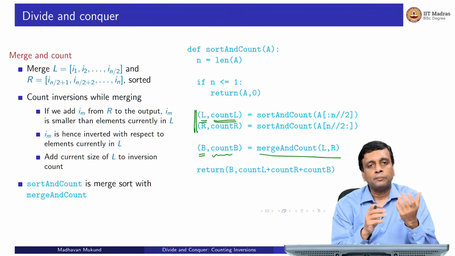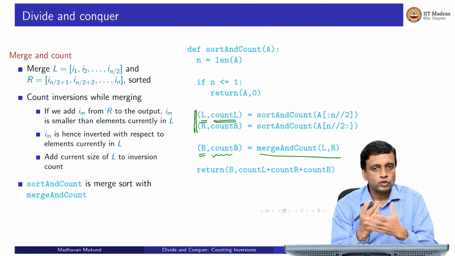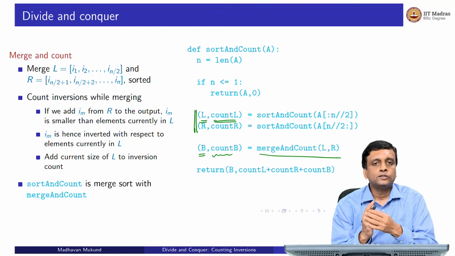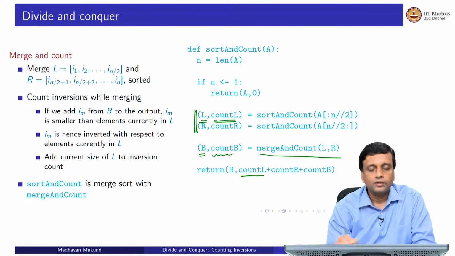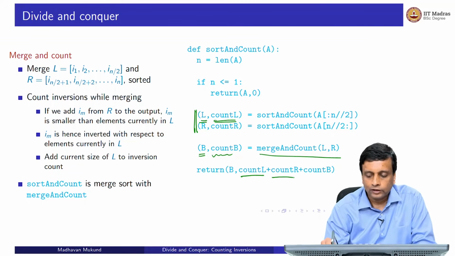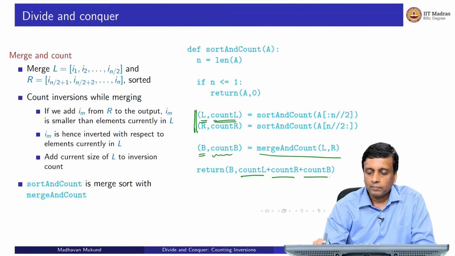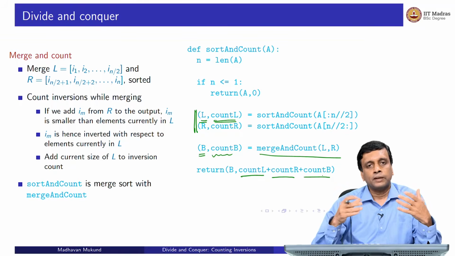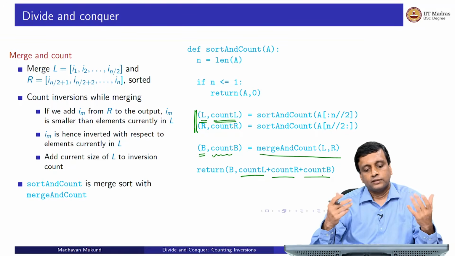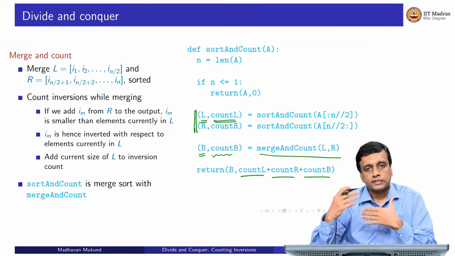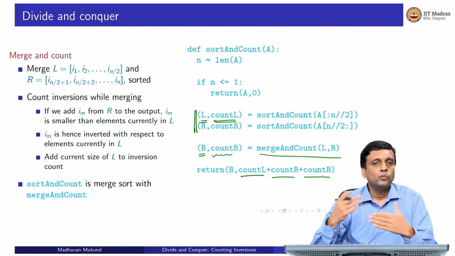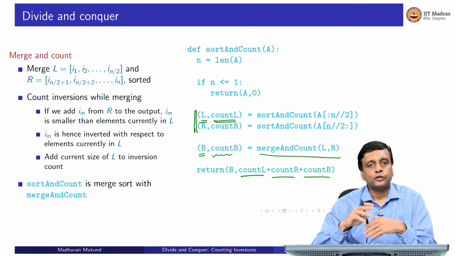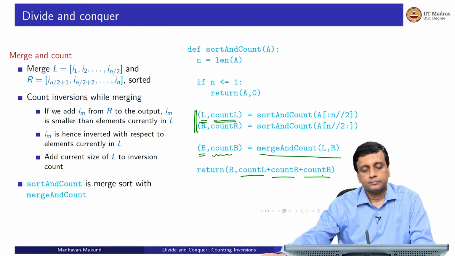So now the total number of inversions that merge sort has discovered is those inversions completely on the left, plus those inversions completely on the right, plus these inversions that the merge procedure discovered. So this is the total number of inversions that merge sort returns along with the sorted list. This is how we use this counting of merge along with sorting to keep track of the total number of inversions in our whole list.